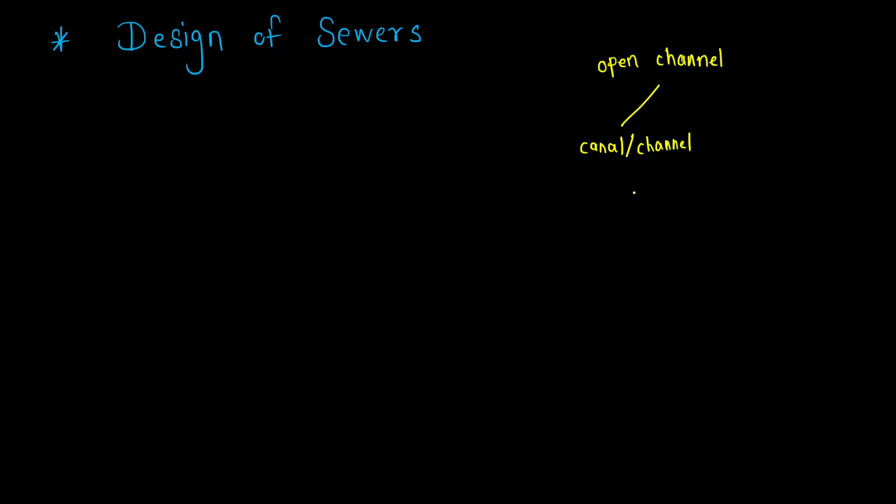So give the heading: design of sewers. So what are sewers? Sewers are the open channels which are used for the conveyance of sewage. So what do we mean by open channel? In fluid mechanics, there is a separate unit for open channel flow. A canal, or we say a channel also, is an example of an open channel.